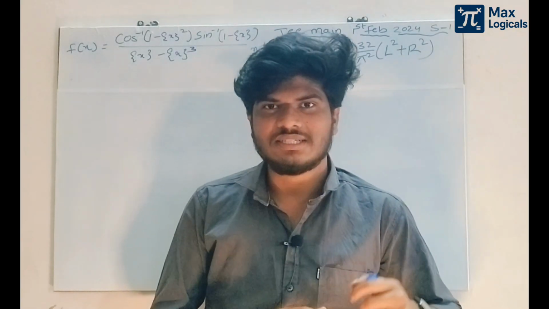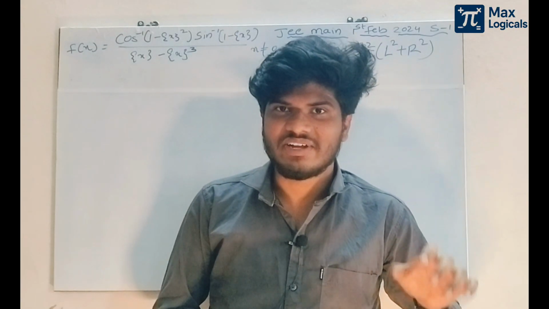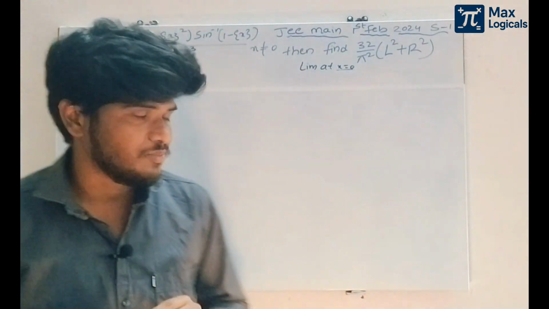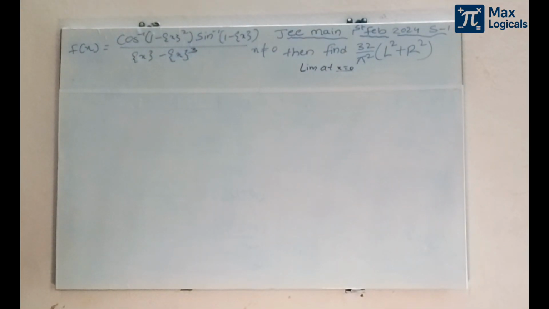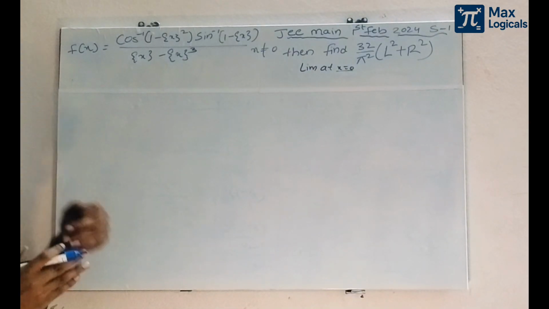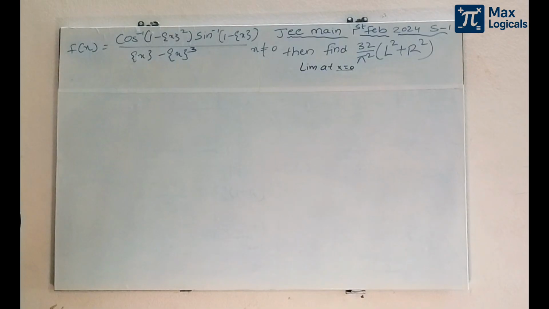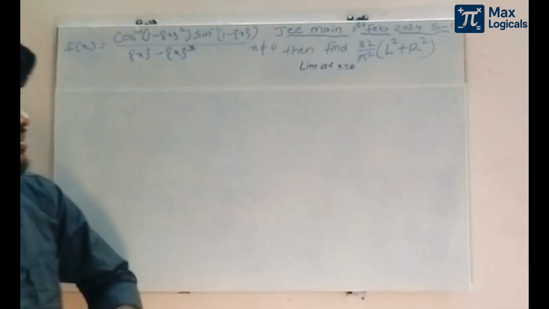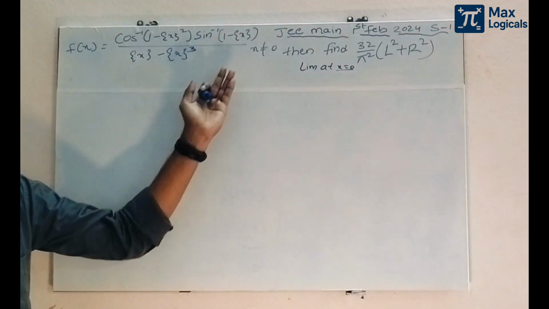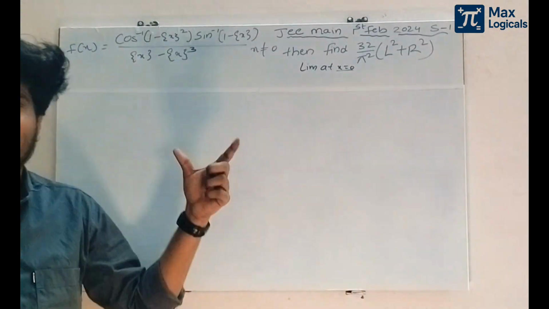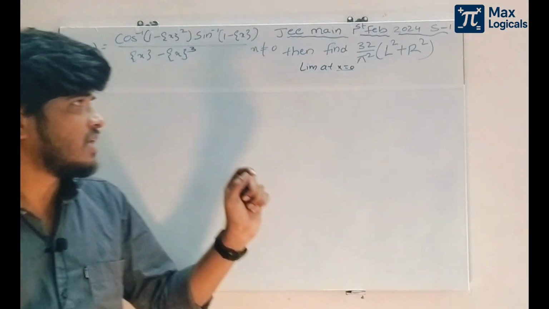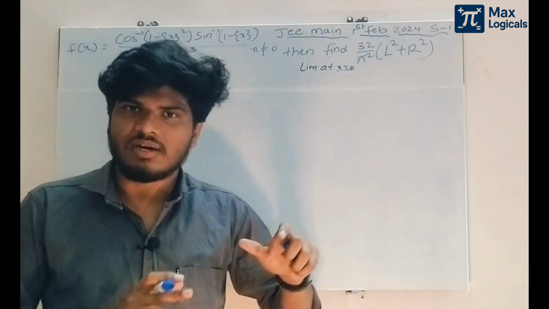This question was asked in JEE February 2024, first session. Let's see the question: let f(x) equal cos inverse of 1 minus {x} squared, times sin inverse of 1 minus {x}, divided by {x} minus {x} cubed, where {x} is the fractional part of x and x is not equal to 0. Then we are finding the limit of this function at x equal to 0.